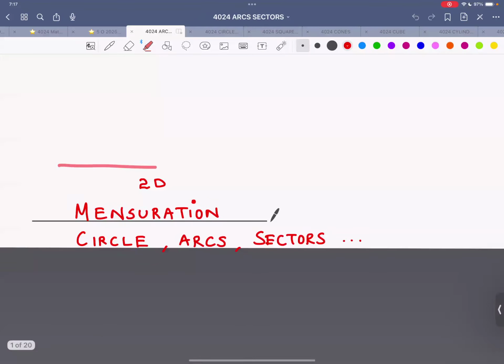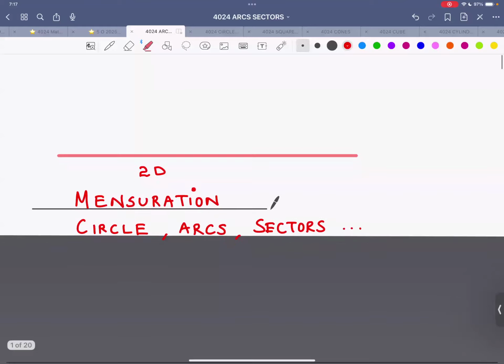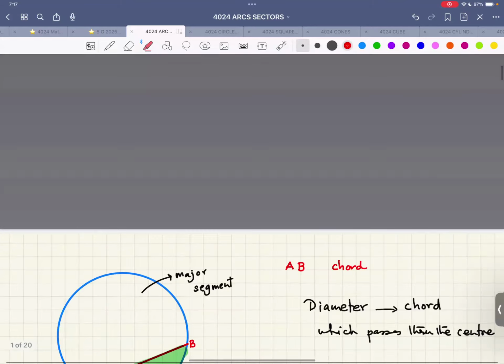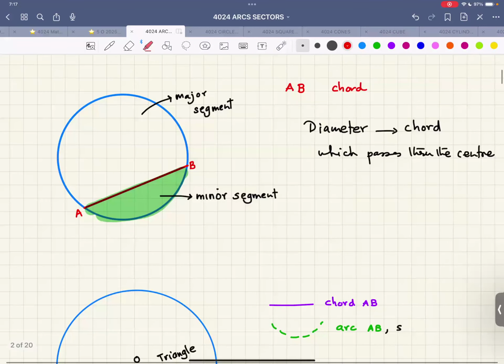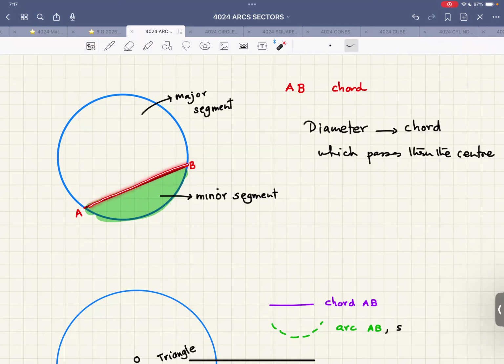This is about 2D mensuration, circle, arcs, and sectors. First of all, the terminology. A circle, if I draw a chord, is a line that joins 2 points on the circumference of the circle. A diameter is technically a chord which passes through the center. That is the largest chord in any circle.